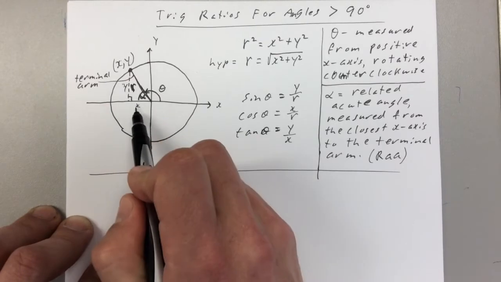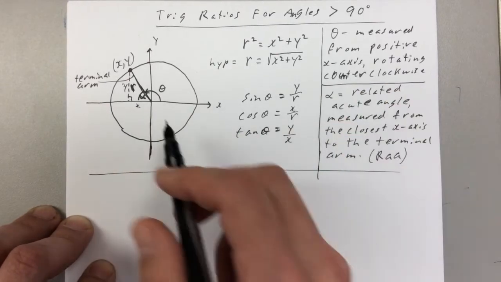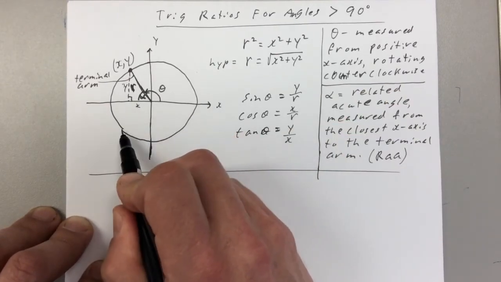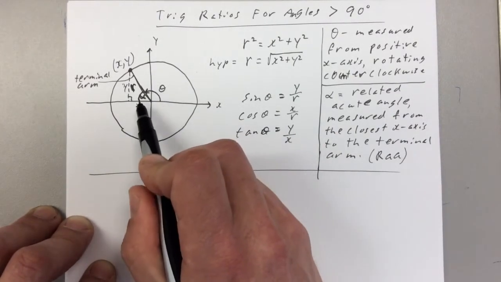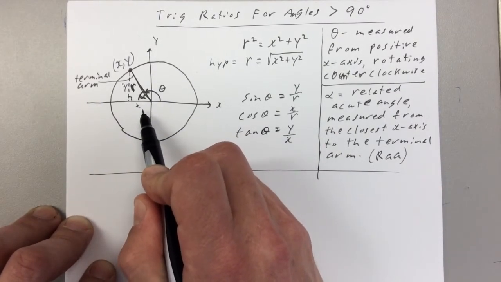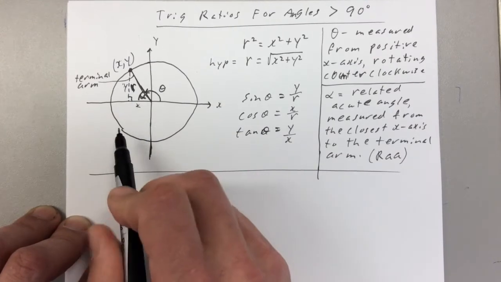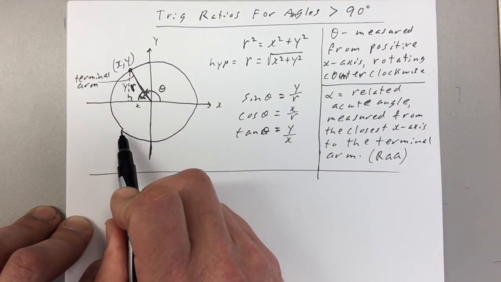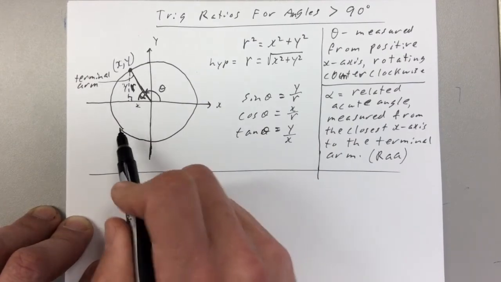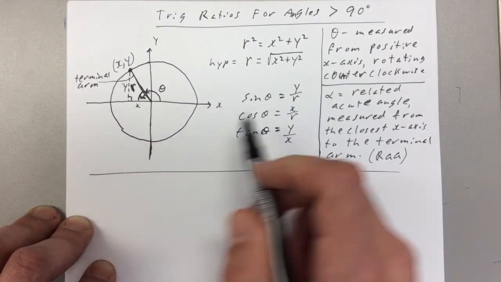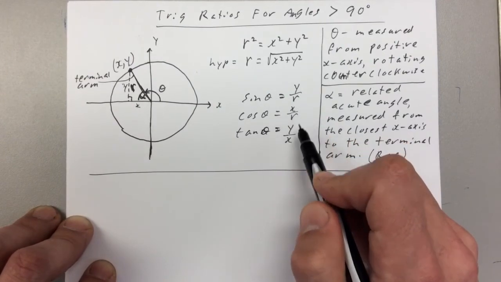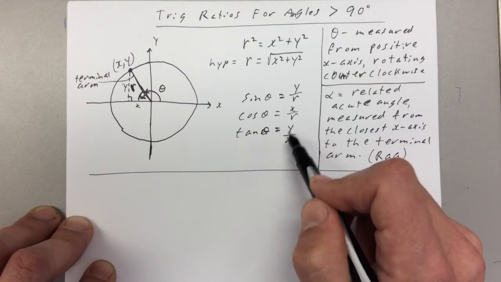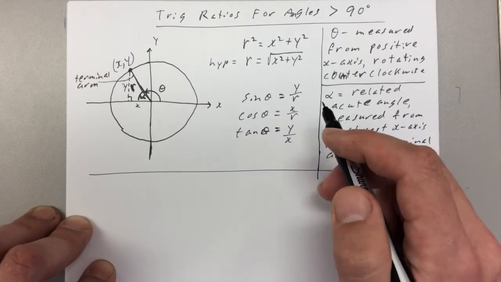So if we went down to this quadrant down here and had the terminal arm, we would have the angle, which would be greater than 180 degrees, but a point down here would have a negative x and a negative y. So in that case, if you had a negative x and a negative y, sine theta would be negative, cos theta would be negative, but tan theta would be positive because the two negatives would cancel out.